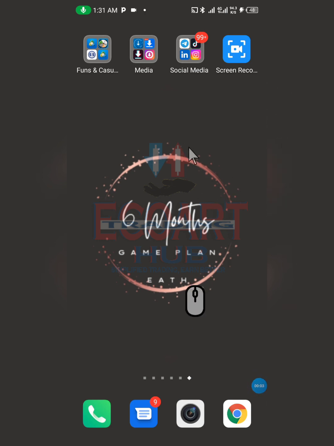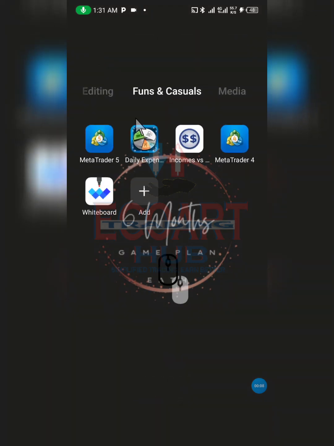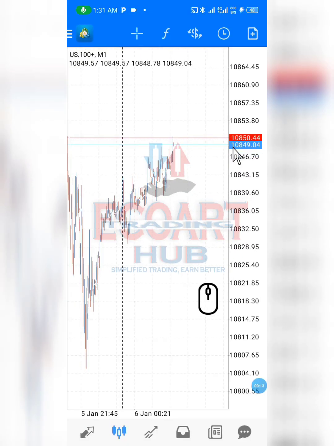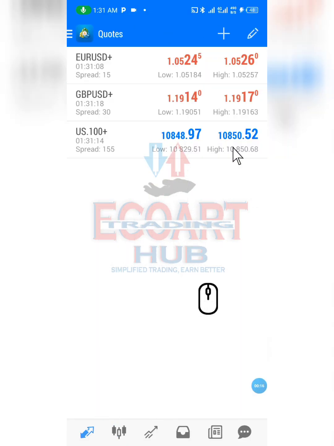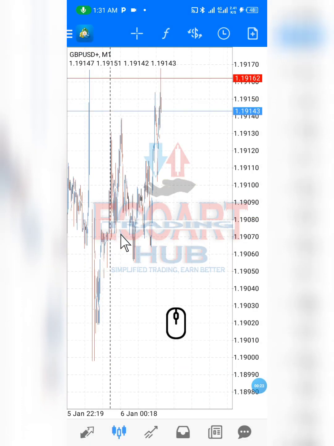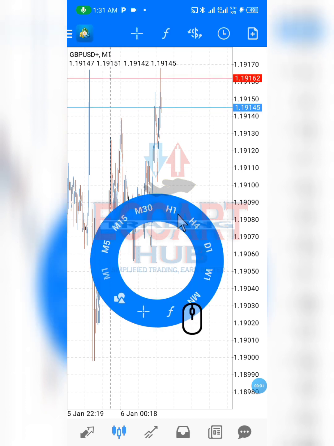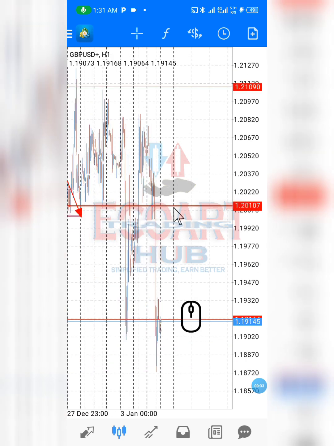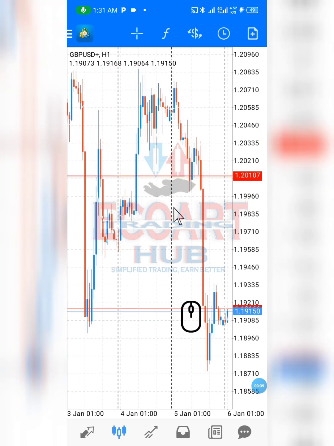Today we'll be looking at how to mark out the key highs and lows in the market. So we'll be opening our MT4 to look at that, and we'll be doing that on GBP USD. We have our charts on 1 minute. We're going to go to 1 hour, H1. At this point, this is what we'll be doing.